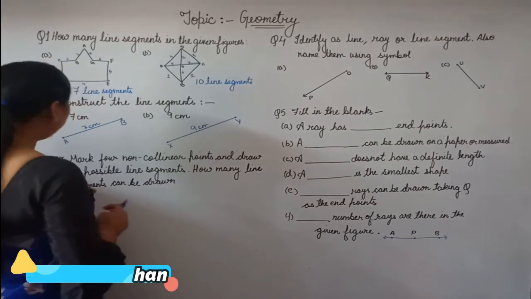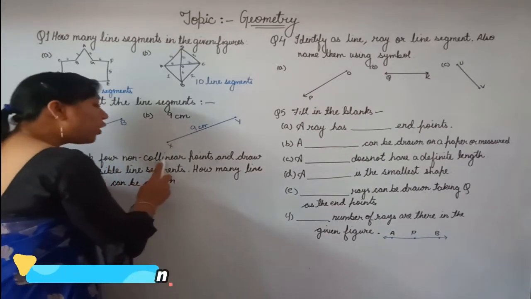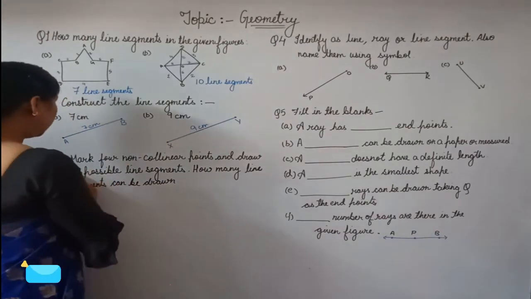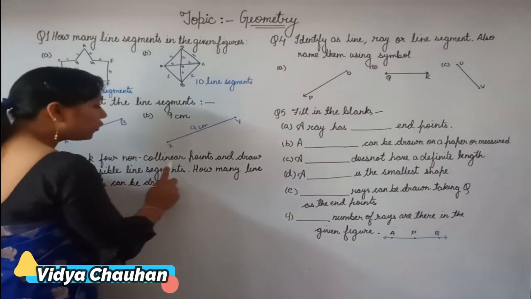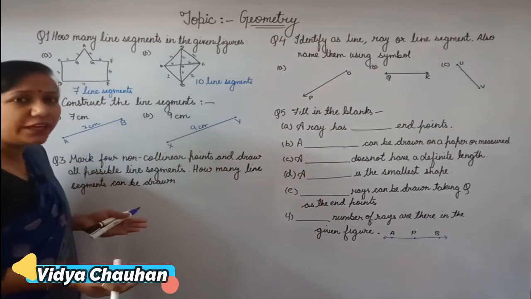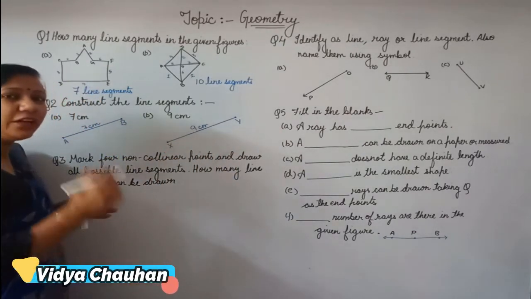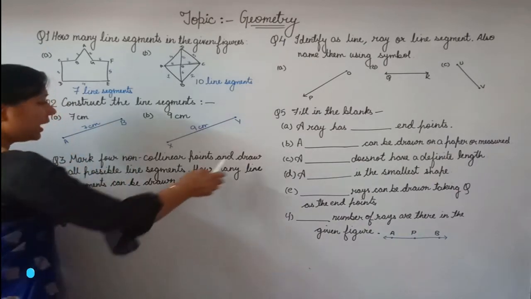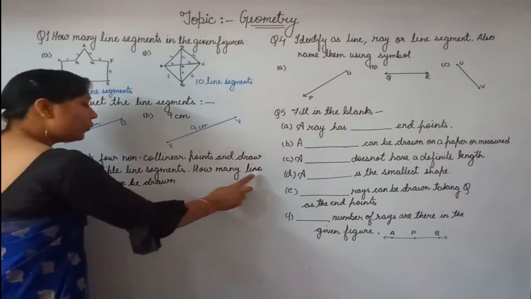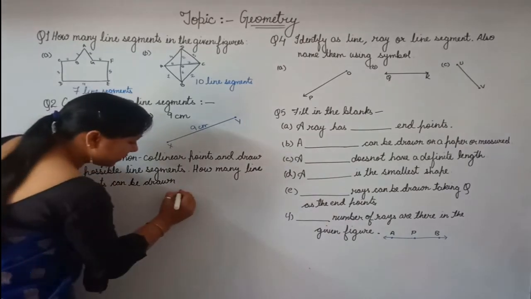Okay students, now coming to the third question, in which it is said mark 4 non-collinear points. Non-collinear points means the point can be anywhere. It's not that you have to mark the 4 points in a line only. So you just have to make 4 points on your notebook and draw all possible line segments. Then you have to find how many line segments can be drawn. So here very first let me take some 4 points here.